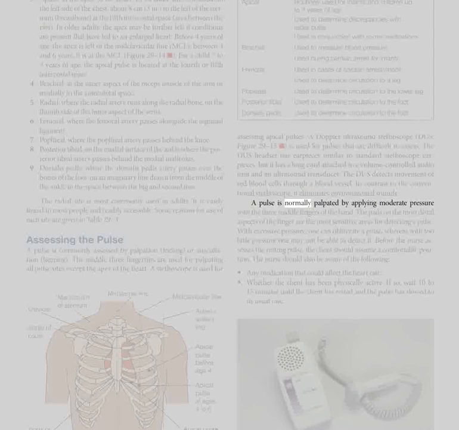A pulse is normally palpated by applying moderate pressure with the 3 middle fingers of the hand. The pads on the most distal aspects of the finger are the most sensitive areas for detecting a pulse. With excessive pressure, one can obliterate a pulse, whereas with too little pressure one may not be able to detect it. Before the nurse assesses the resting pulse, the client should assume a comfortable position.